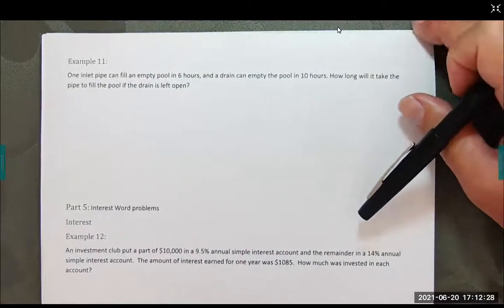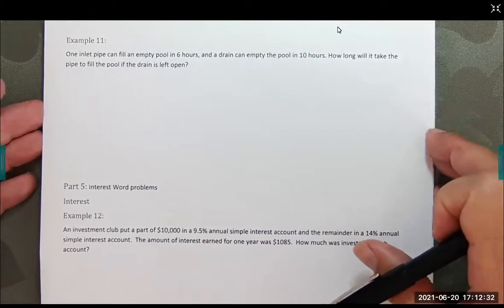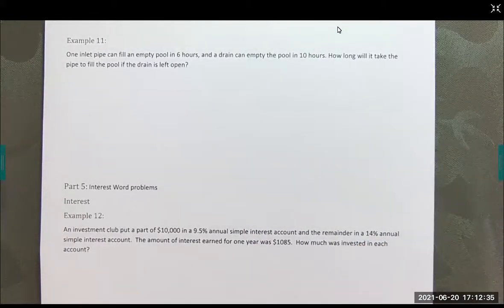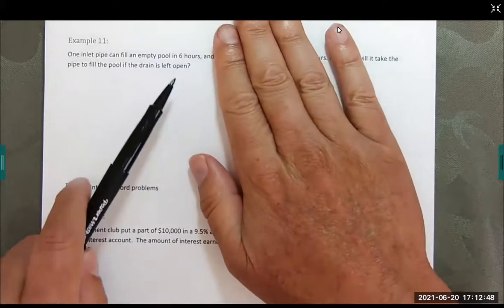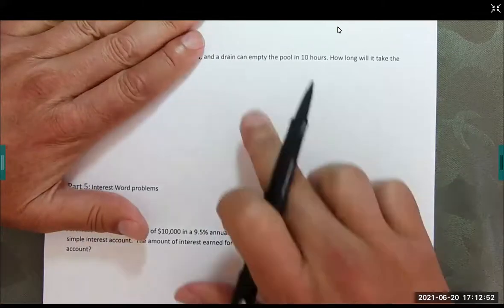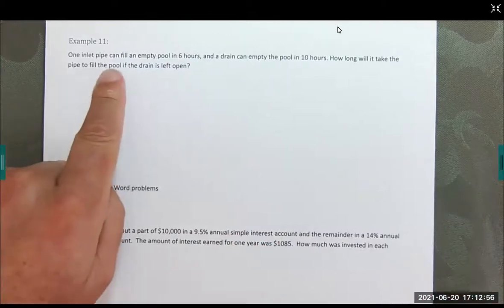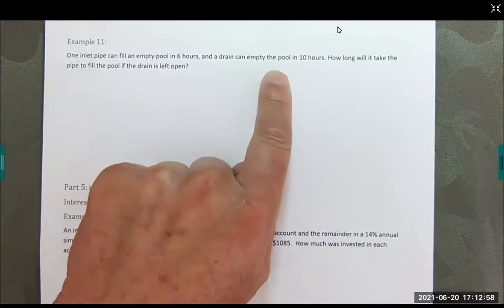Number 11 is a little different. In this case, we have one inlet pipe that can fill an empty pool in 6 hours, and a drain that can empty the pool in 10 hours. How long will it take the pipe to fill the pool if the drain is left open? When the drain is closed, this pipe can fill it in 6 hours. If this pipe is turned off, the drain can empty it in 10 hours. They want to know, what if they leave the pipe on and the drain open?